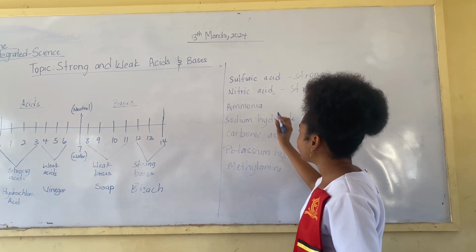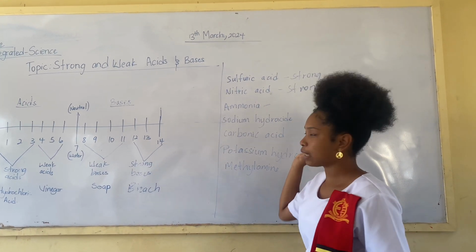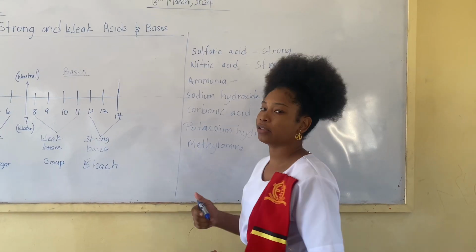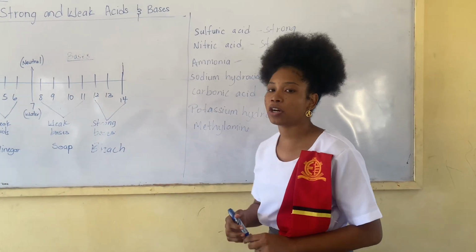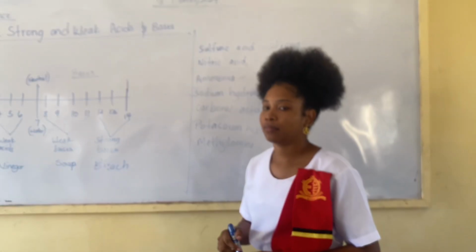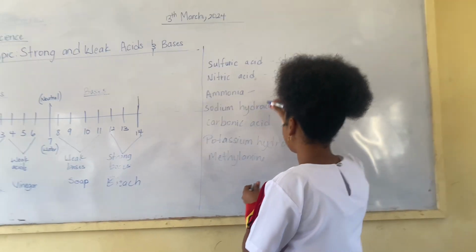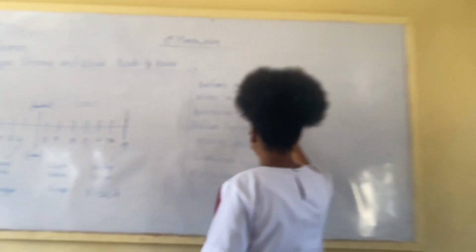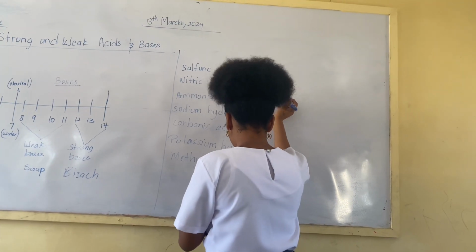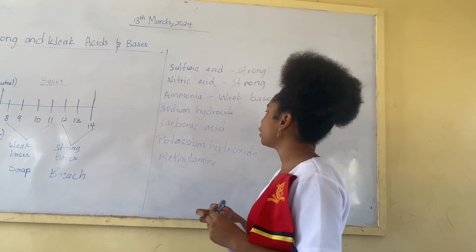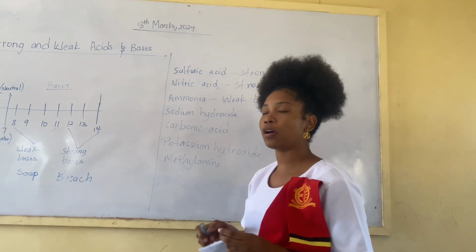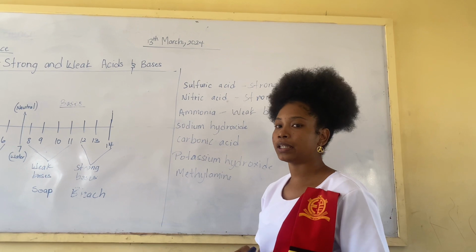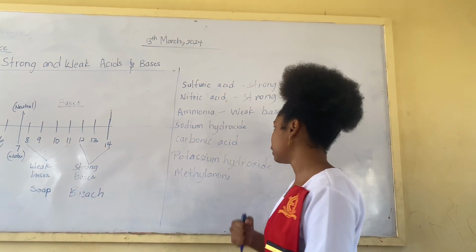Then we have ammonia. Is it an acid or a base? Okay, so is ammonia a strong base or a weak base? Okay, so you're correct, it is a weak base. Then we have sodium hydroxide. Is it a strong or a weak base? Because it is a base. Okay, so yes, it is a strong base.